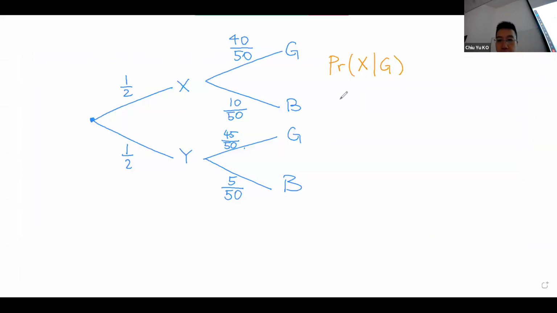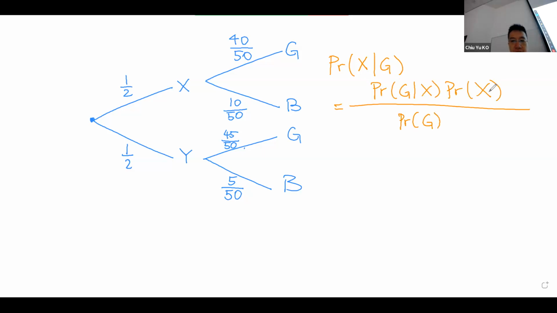So that would be a fraction. And the denominator is just the probability of G, and the numerator is just you flip it around. So this is the crucial step. Once you have this, everything can be read directly from the table, more or less.